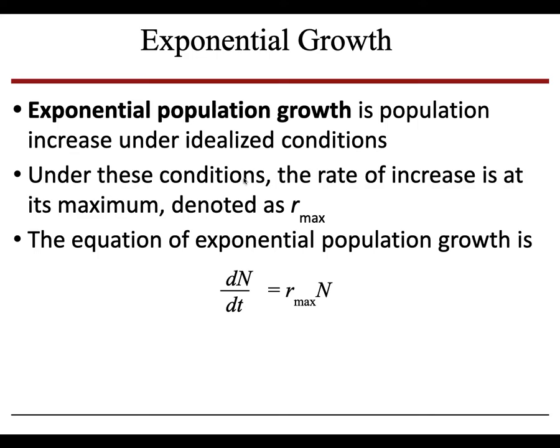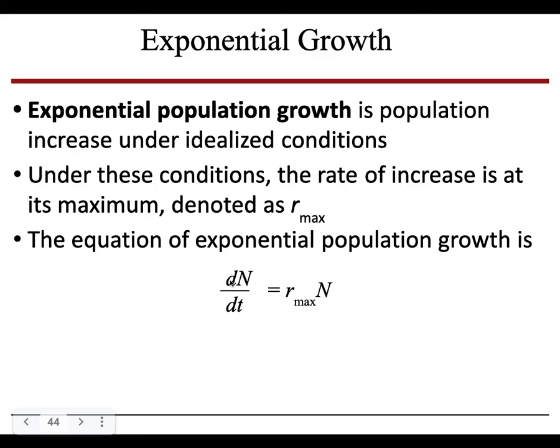Now, the first type of growth that we can talk about is exponential growth. And exponential growth is just the population increase under idealized conditions. Everything is perfect, including low predation, low competition, great resources, abiotic factors that are positive for that population to thrive. Under these conditions, the rate of increase is at its maximum, denoted as Rmax. That means theoretically all of the viable adults that could have offspring are going to have offspring, and the maximum number of those offspring should survive.